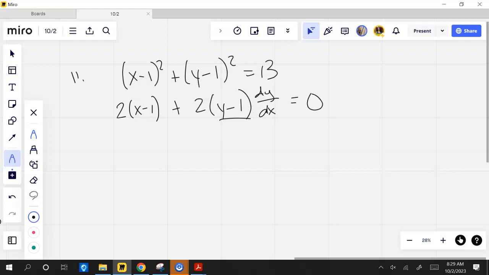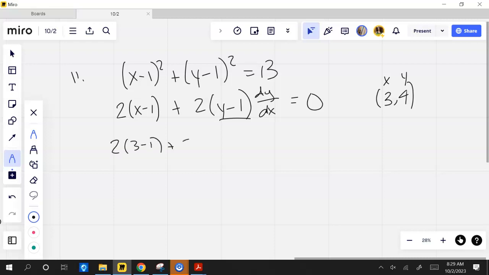So it says to find the slope of the curve at the indicated point. The indicated point is 3, 4. So I am just going to plug in 3 for x and 4 for y. Go about my merry way. You can solve for dy dx here, or you can solve for dy dx after you plug in. I find it a little easier after I plug in, but whatever you want to do.